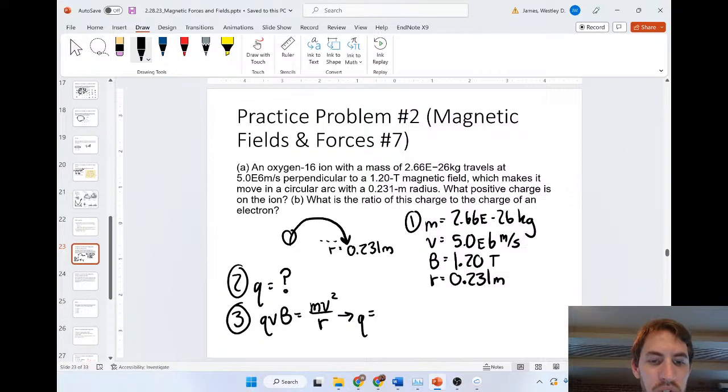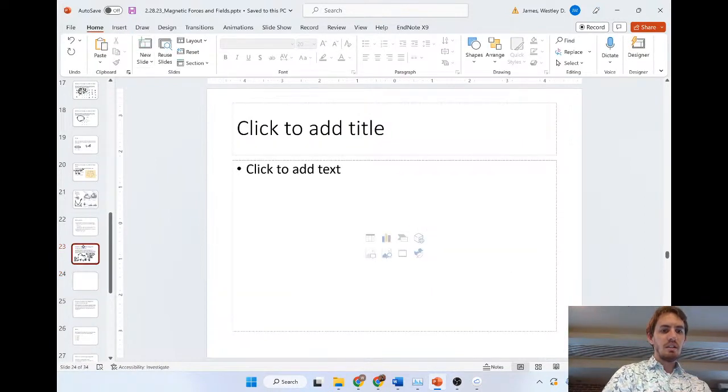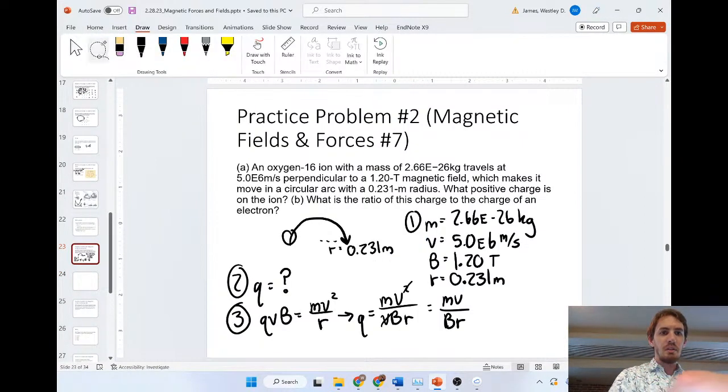So Q equals, I divide the V over, I divide the B over. And what's kind of nice is those V's will cancel a little bit. That squared will cancel, one of those V's on top will cancel with the V on the bottom. And I am left with mv over br. And that'll give me the charge. Just plug and chug now. So I'll give myself a new slide. Copy all that stuff over and plug in some numbers.